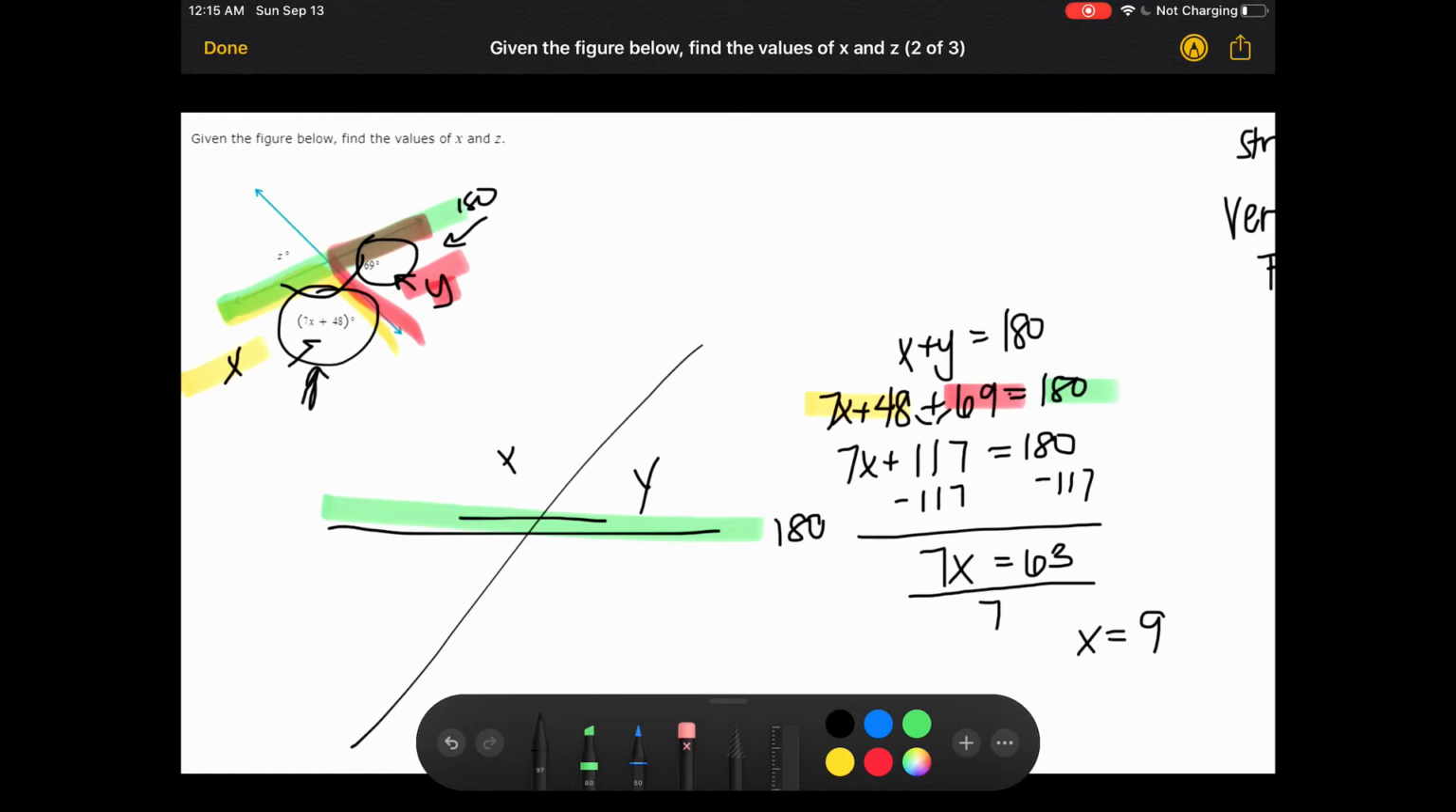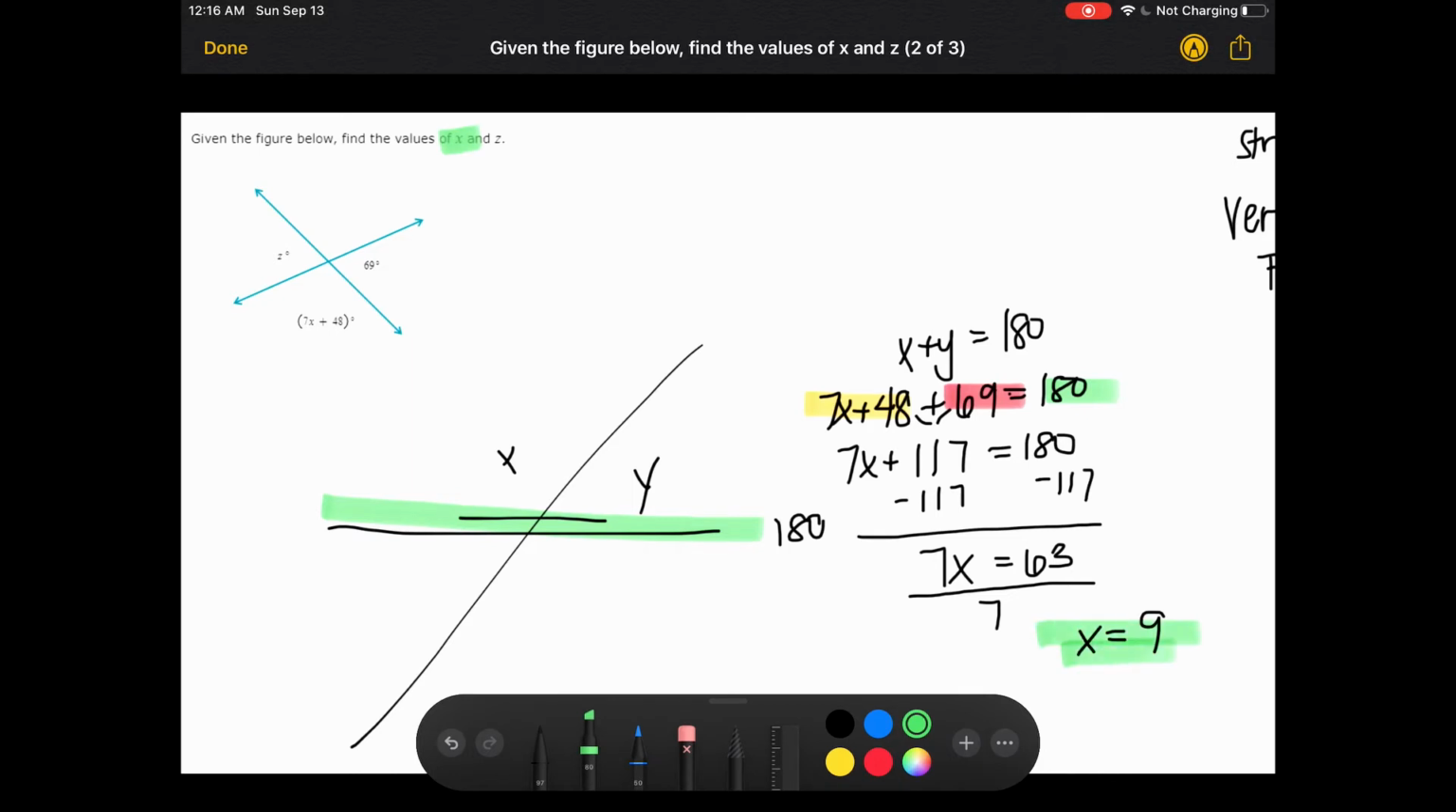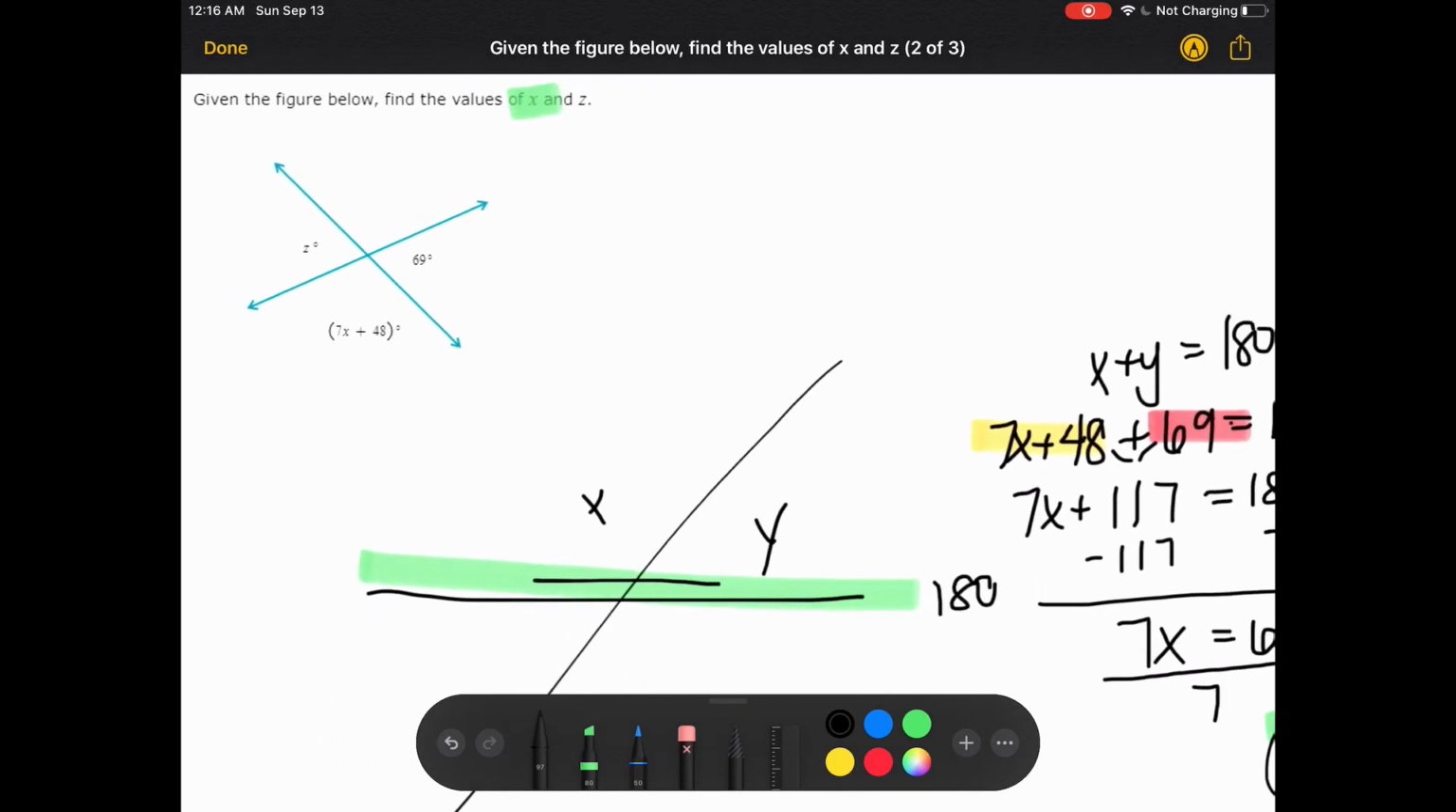Okay, now 9 is not the answer to what this angle equals. I'm going to clean this up a little bit because it looks a whole mess right now. So I have 7x plus 48 plus 69 equals 180, and I'm trying to figure out what the value of x is. Actually, I already figured that out. It doesn't matter. I already have x equals 9, so I'm going to put that into this equation right here.